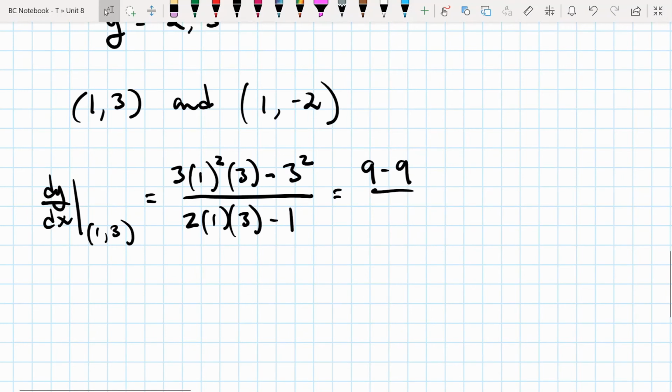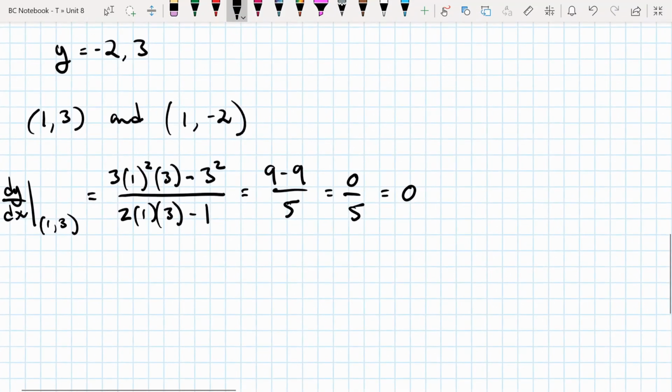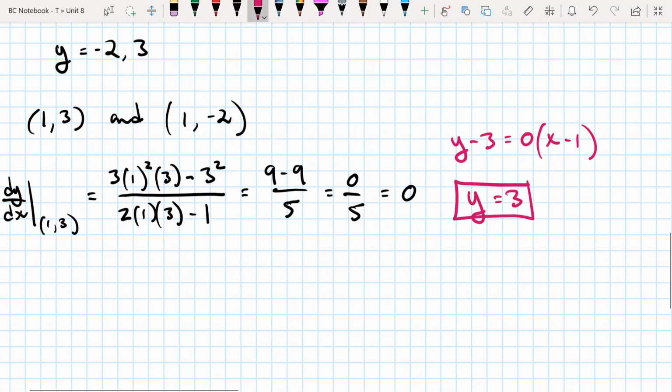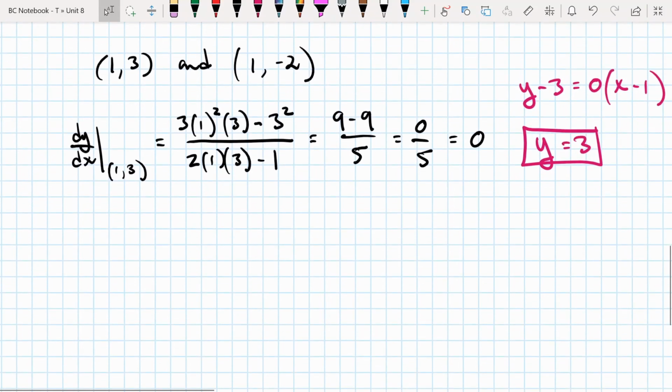And then in the denominator, we get 6 minus 1, or 5. So 0 over 5, that's going to be equal to 0. Okay, well, that means that the slope of the tangent line is 0. So the equation, we'll do that over here, different color. y minus our y value, which is 3, equals m, 0, times x minus our x value, which is 1. So we end up getting y is equal to 3. So at the coordinate point (1, 3), the tangent line is actually a horizontal line at y equals 3.